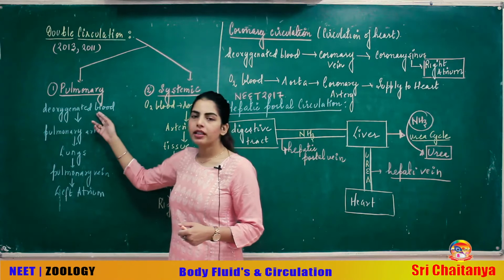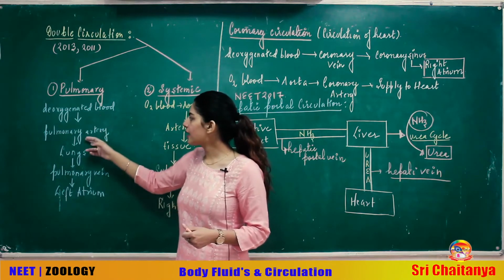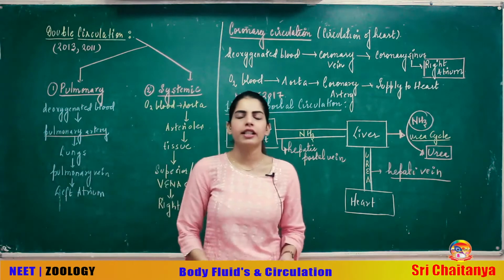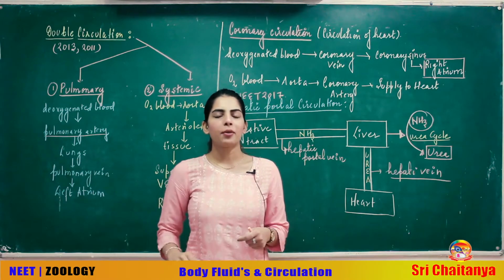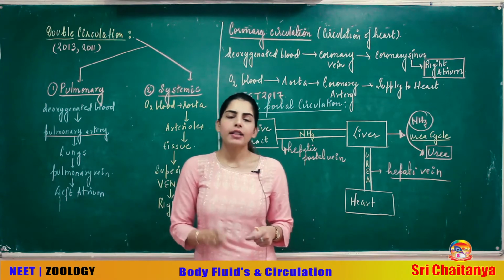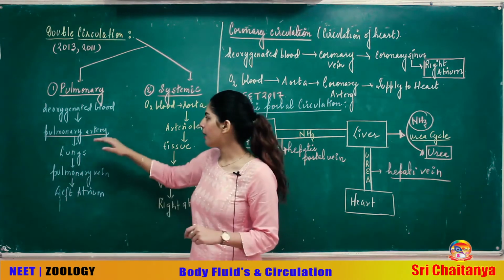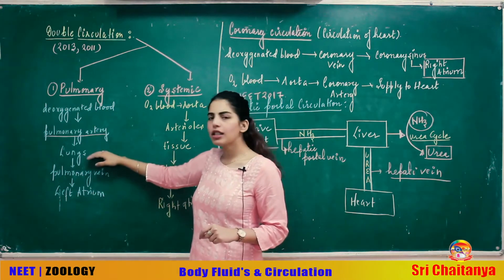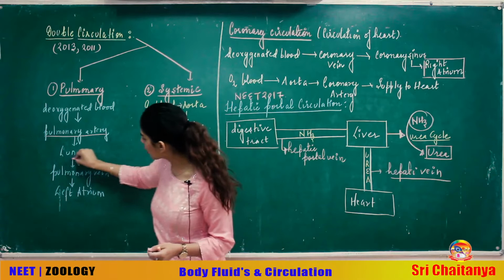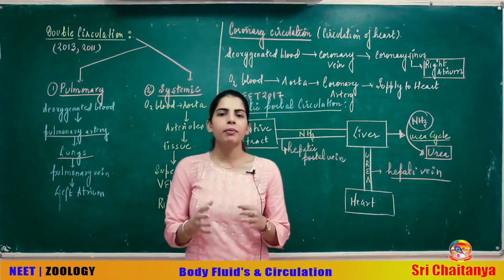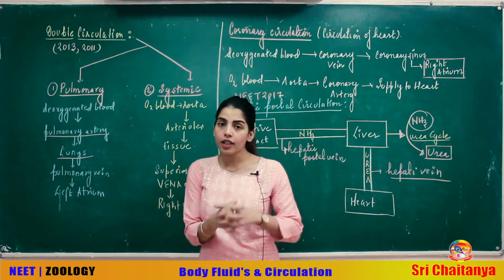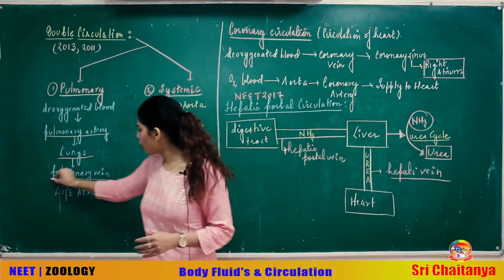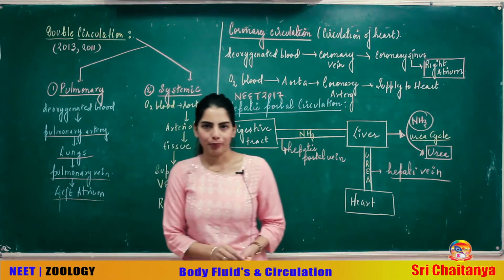I have written it over here that the deoxygenated blood is passing to the pulmonary artery. And definitely when you are saying the deoxygenated blood is carried to the pulmonary artery, it is carried from the right ventricle. So from the right ventricle, the pulmonary artery carries the deoxygenated blood to the lungs for oxygenation, and from the lungs, as the blood is getting oxygenated, that blood is carried via the pulmonary vein to the left atrium. Getting my point?